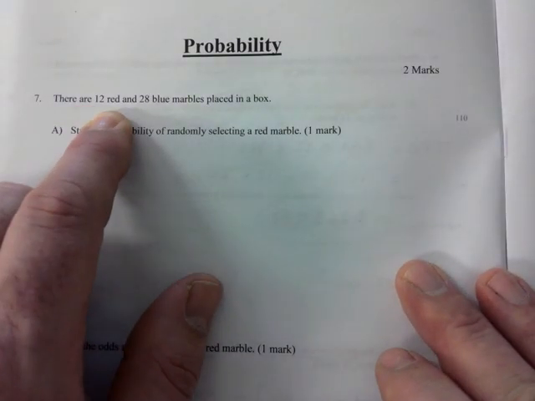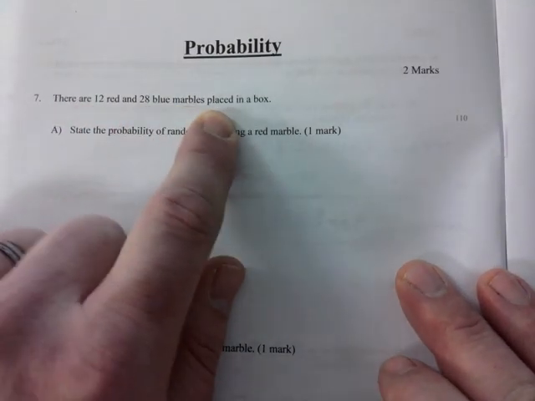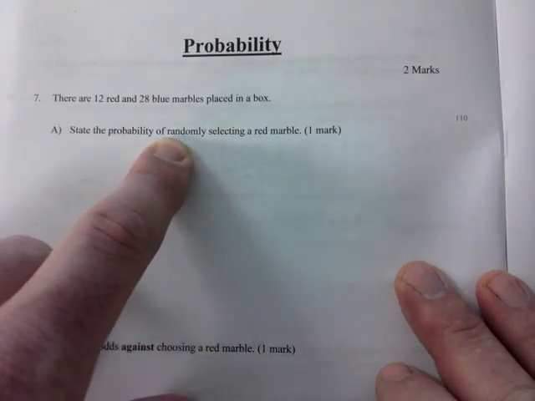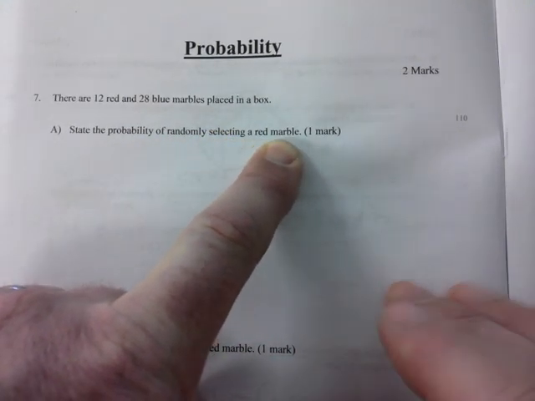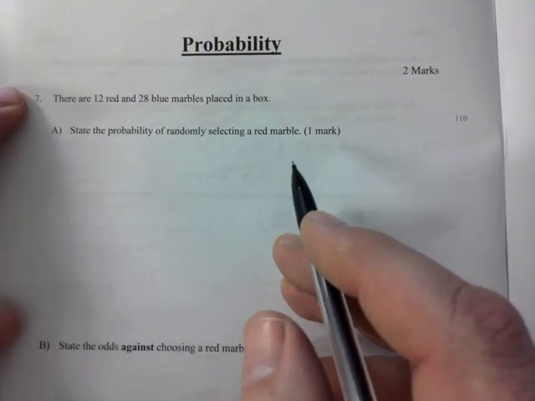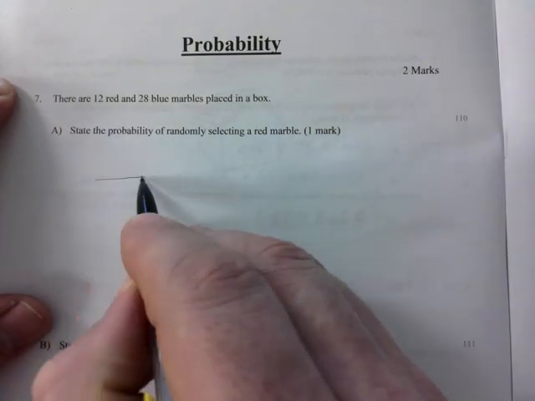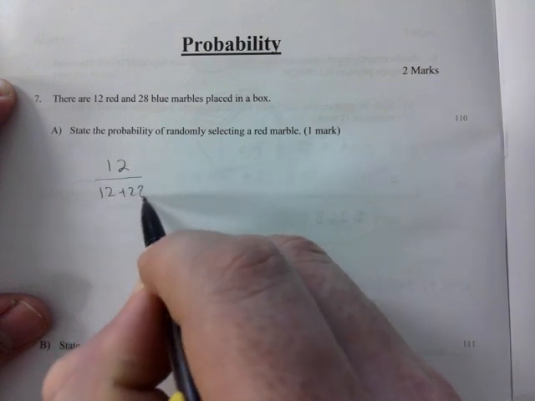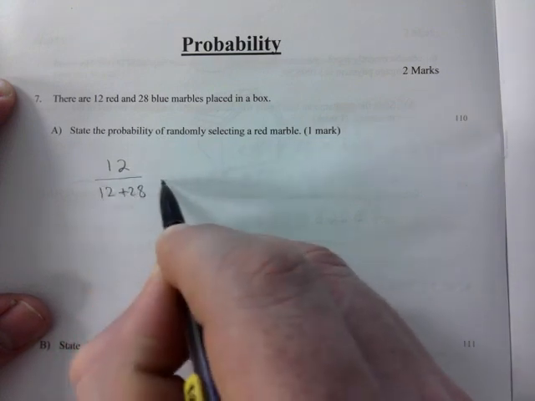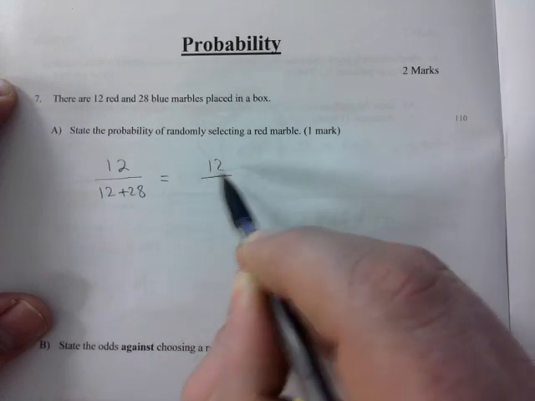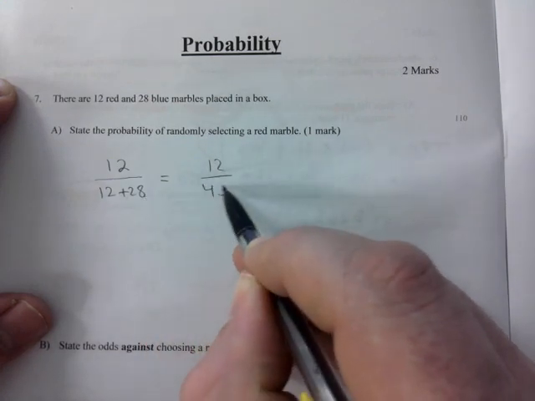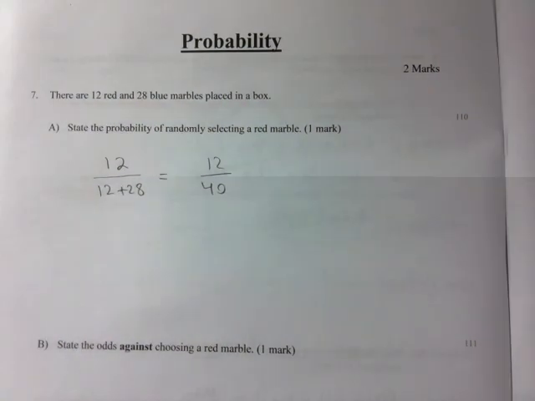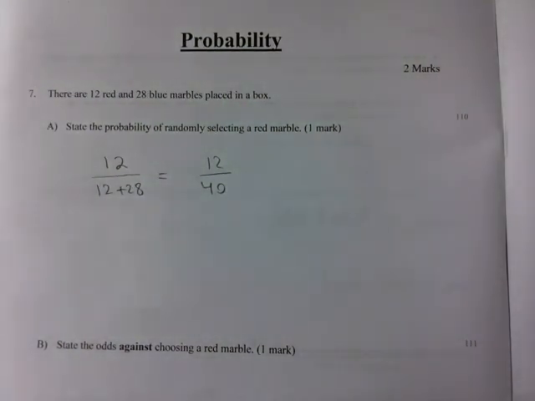There are 12 red and 28 blue marbles placed in a box. State the probability of randomly selecting a red marble. I mean, this is as easy as it comes, right? So we have 12 red out of 12 plus 28, right? This is my total here. So this would be 12 over 40. That's it. Don't simplify, don't reduce, and don't ask for it. We'll just move on, okay?